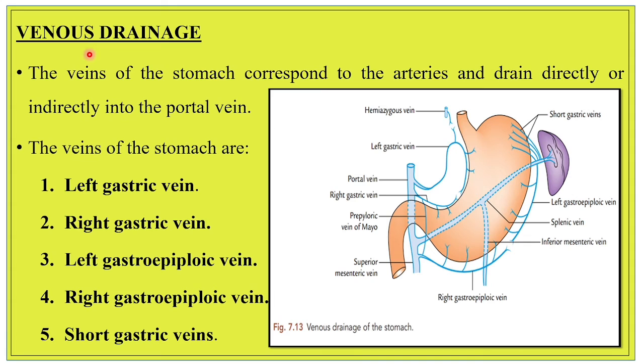Coming to the venous drainage of the stomach, it is similar to the arterial supply. So instead of artery, you can write vein. You'll have the left gastric vein and right gastric vein, the left and right gastroepiploic veins, and the short gastric veins. So these are the veins that drain the stomach.